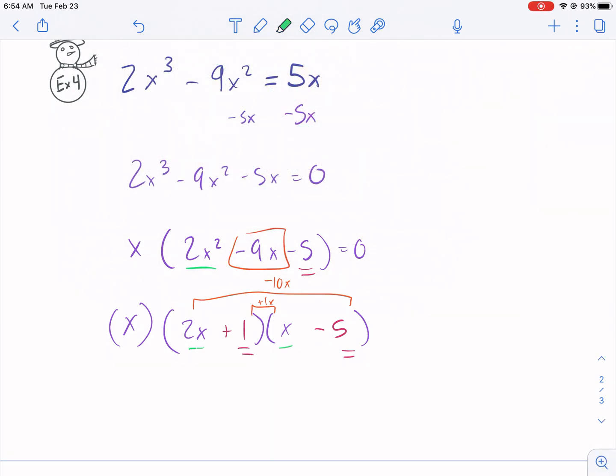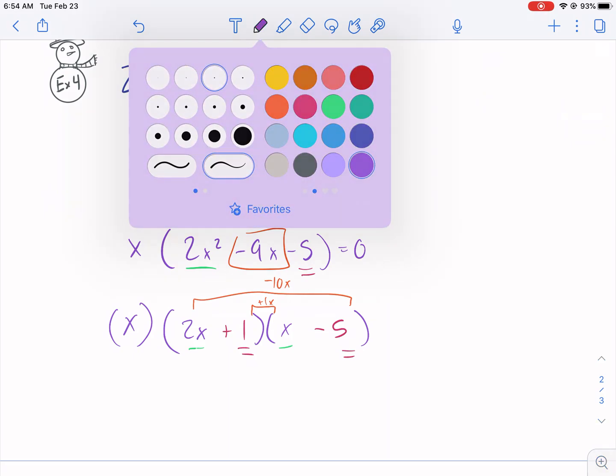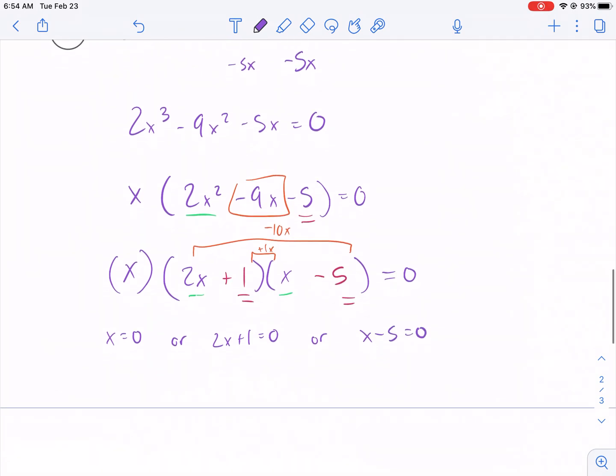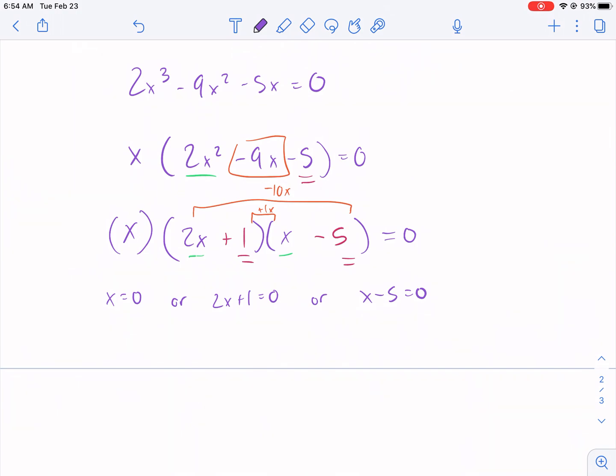Now I'm done with my factoring. It's still equal to 0, and now I'm going to solve. I can say x is equal to 0, or 2x plus 1 is equal to 0, or x minus 5 is equal to 0. Anytime there's multiplication of different products, you have to set every single one equal to 0. So this one's already solved. We got one answer. We're going to subtract 1, 2x equals negative 1, divide by 2, x equals negative 1/2.